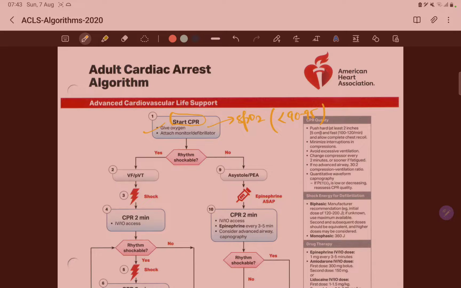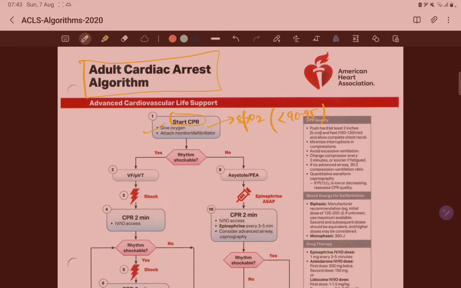Now, being in ACLS, we are basically the leader at that point. So being a leader, I have to assign works and duties. Suppose I called for help; before that, I was doing the CPR on my own.